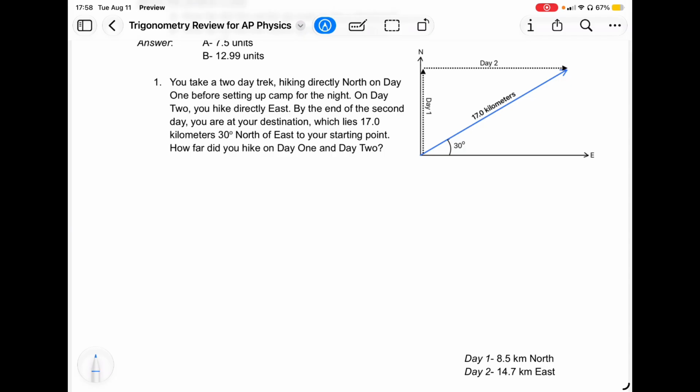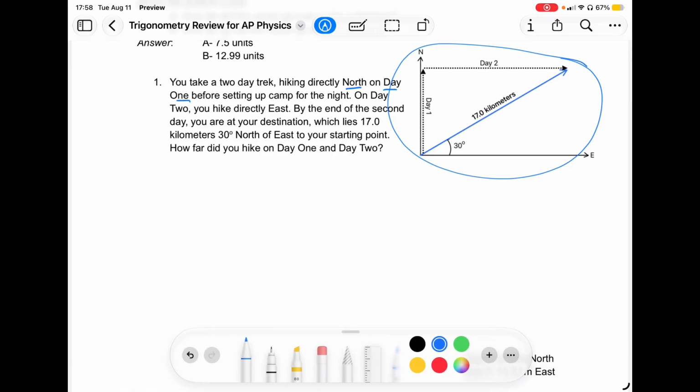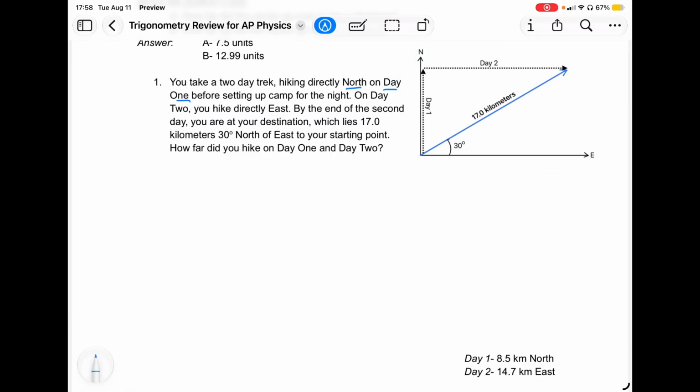All right, so you take a two-day trek, hiking directly north on day 1. So we have a little visual over here, and I'm going to redraw portions of that down here. So on day 1, we go directly to the north, right? We're going to say this is to the north, and we're going to say that's day 1.